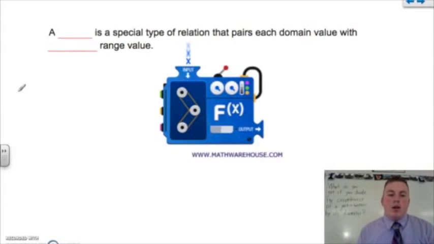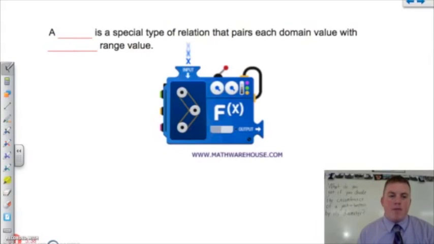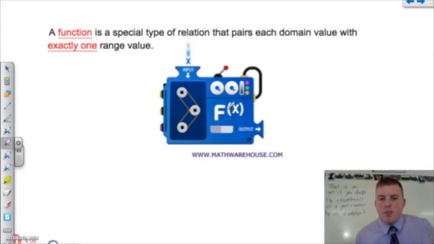So, we are going to look at functions today in function notation. And a function is a special type of relation that pairs each domain value, or x value, with exactly one range value. So each domain, each x value, will match with only one y value. Now you'll often see this illustrated by a function machine. And the way a function machine works is you are putting something into the machine, it does a specific operation upon it, and it spits out some sort of output.